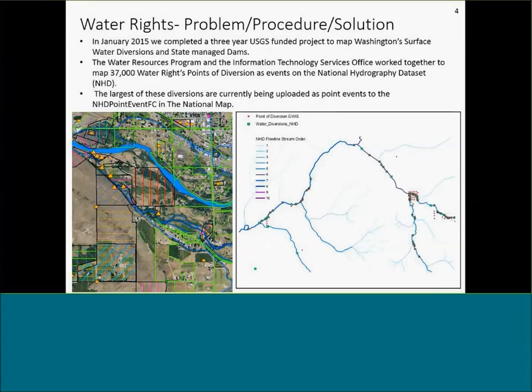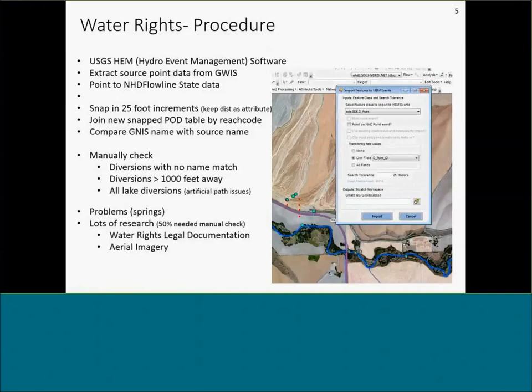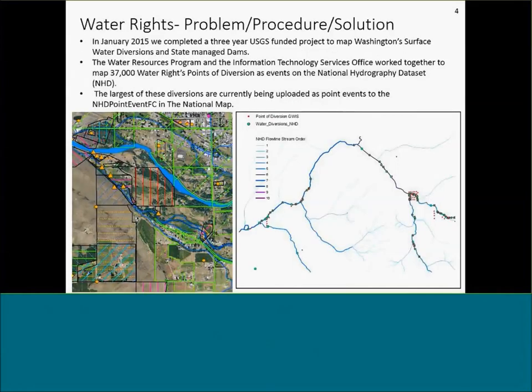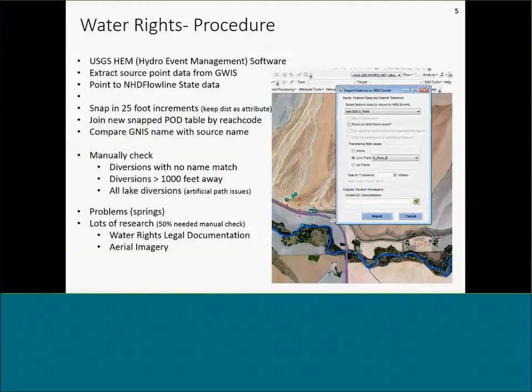And although the legal documents, a lot of them had stream names, lots of times those were spelled different ways or they were missing, and there was just really no way to get all the diversions on a particular stream. So we got a grant from the USGS to go and import those to the NHD. So we used the Hydro Event Management software available through USGS, and this comes as a toolbar.